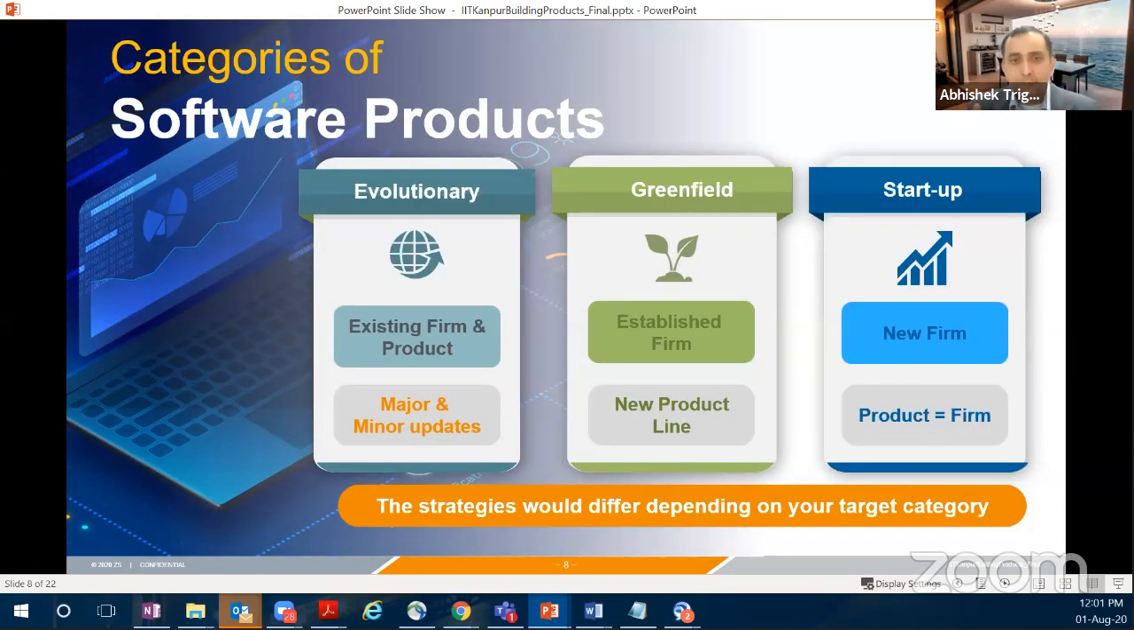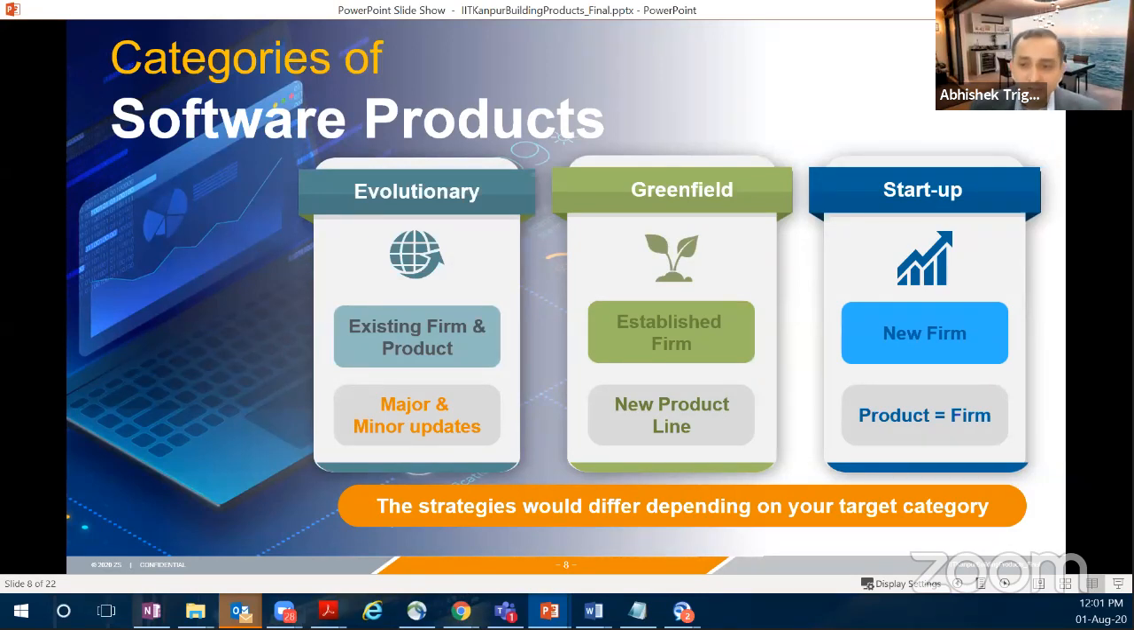Now, going a little deeper, when we are trying to build a new product, what categories do we have in front of us? Having worked in both startup and large organizations, I see that there are three major buckets, and more often than not, people only talk about the right-hand side. Of course, that's a very big chunk, but there are three major buckets as I see it. The first one is that of evolutionary.